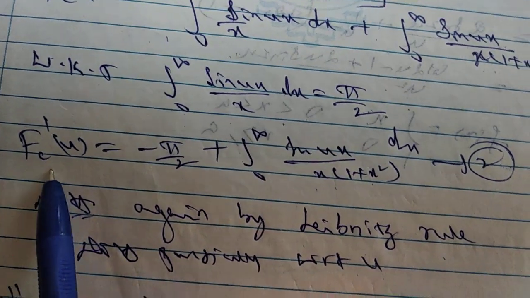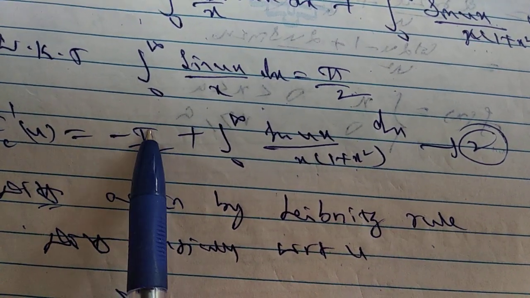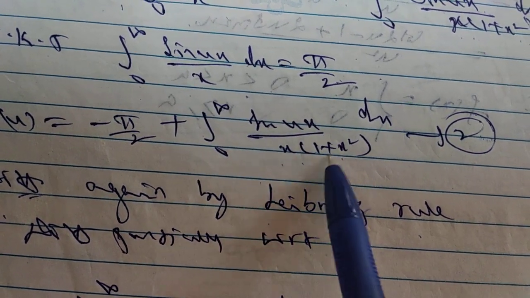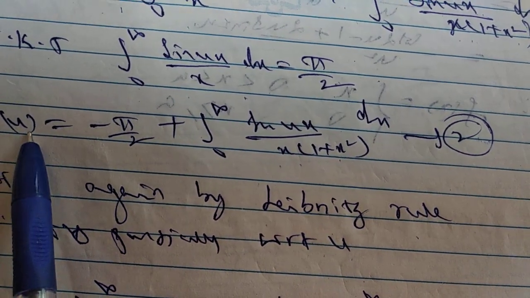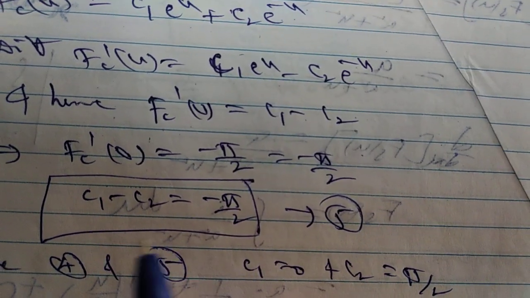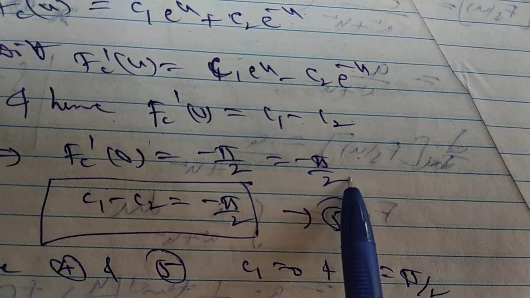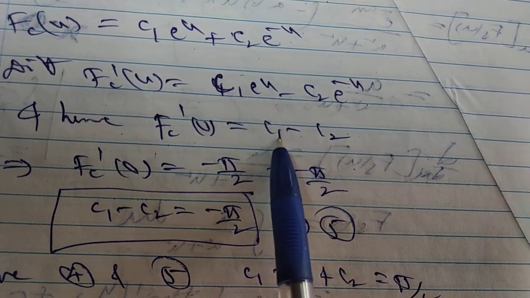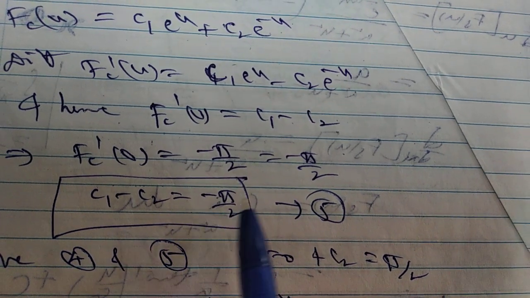How to find the f dash of 0 value? From equation 2, what is equation 2? f dash of u is equal to minus pi by 2 plus integral of 0 to infinity sin ux by x into 1 plus x square. Substitute u is equal to 0. What happened here? Sin 0 is 0. So therefore f dash of 0 is equal to minus pi by 2. So f dash of 0 is equal to minus pi by 2 means C1 minus C2 is equal to minus pi by 2.